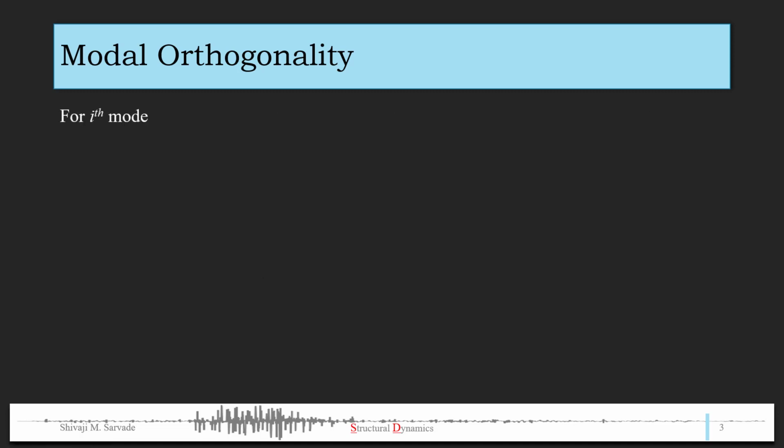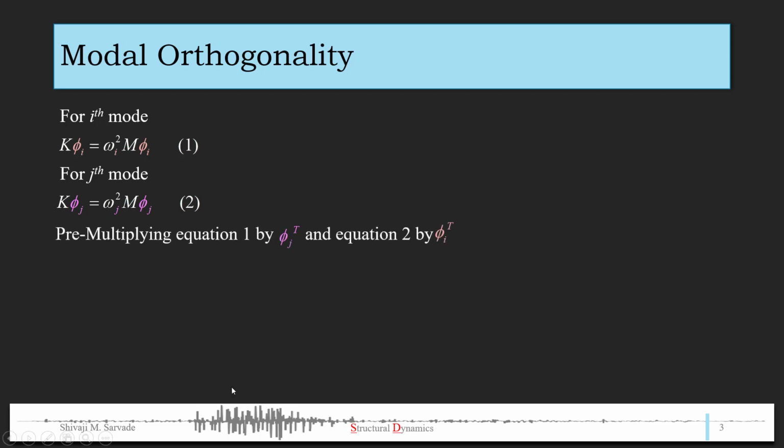Now for ith mode, if I write using the characteristic eigenvalue equation, it is k phi i is equal to omega i square into mass matrix into phi i. Let's name this to be equation 1. Now for jth mode, k phi j is equal to omega j square into mass matrix into phi j, that is the mode shape in jth mode. Now we can pre-multiply equation 1 using phi j transpose and equation 2 by phi i transpose. Now if I pre-multiply with equation 1, I get equation 3.